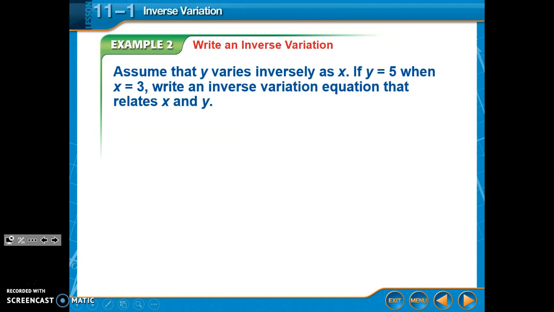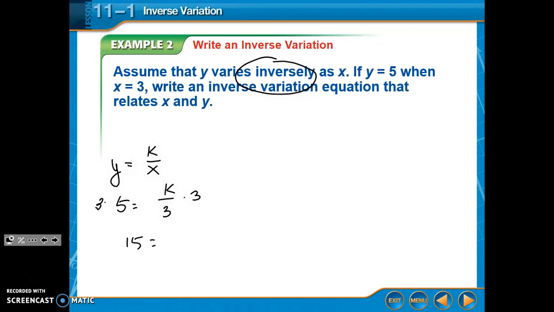Okay, assume that y varies inversely as x. So this is the clue when it says it varies inversely that we want to start with y equals k over x. Okay, so then they say if y equals 5 and x equals 3, we want to write an equation that relates x and y. So I'm going to put in 5 for y and 3 for x, and I want to solve for k. So the first step is always going to be find k. So to do this, I'm going to multiply both sides by 3, and I get 15 equals k.